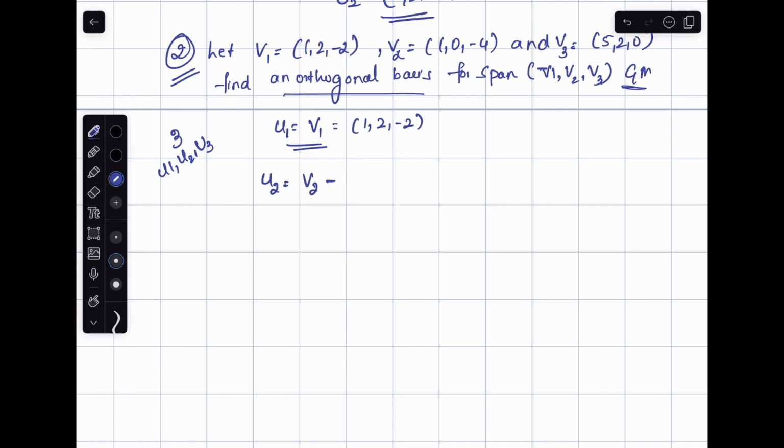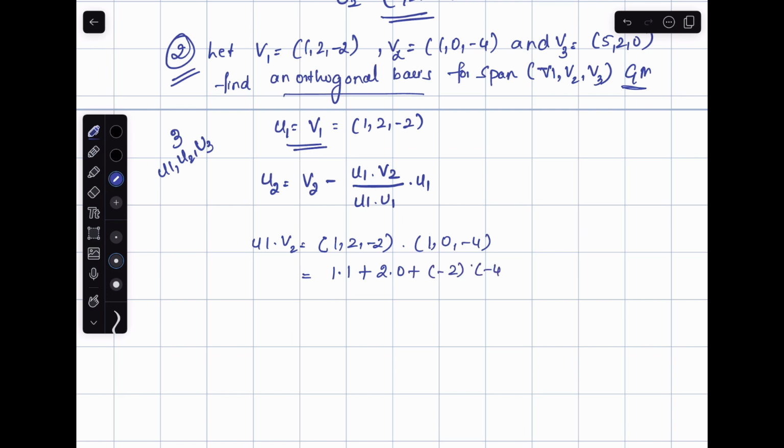u2 is v2 minus the projection of v2 over u1, that is (u1 · v2) divided by (u1 · u1), times u1. Now we have to find the projection part first. u1 · v2 is (1, 2, minus 2) · (1, 0, minus 4). So I get 1 times 1 plus 2 times 0 plus minus 2 times minus 4, which is 1 plus 0 plus 8, that is 9.